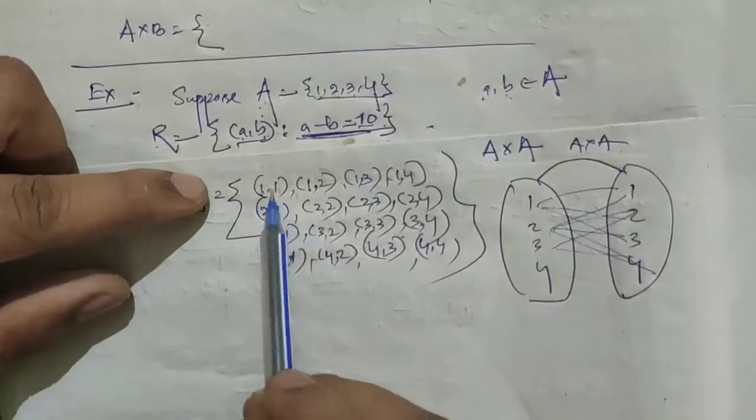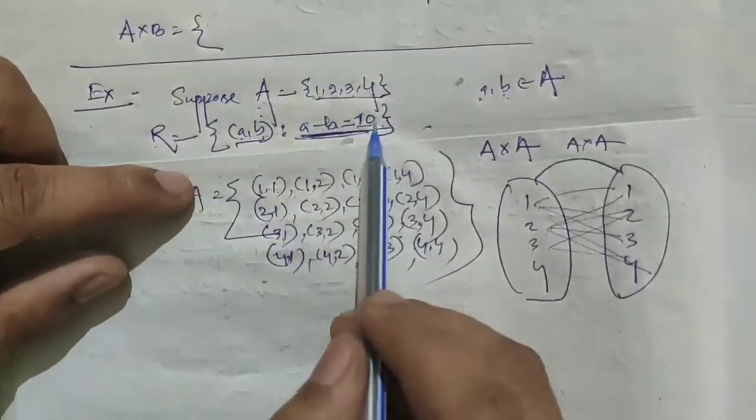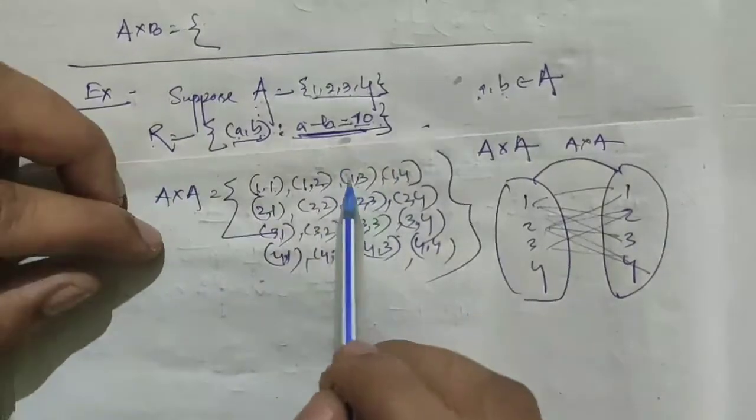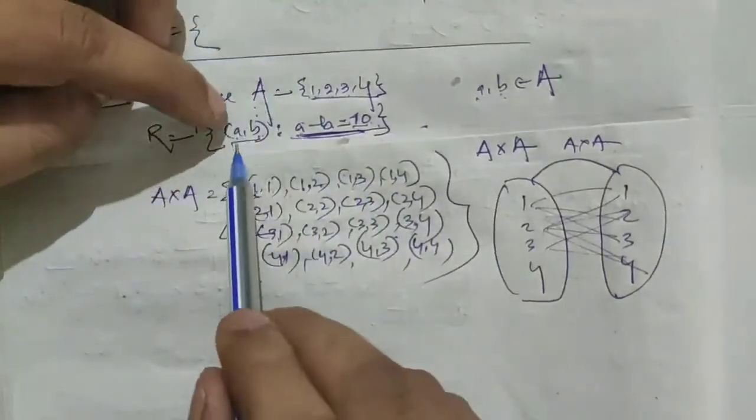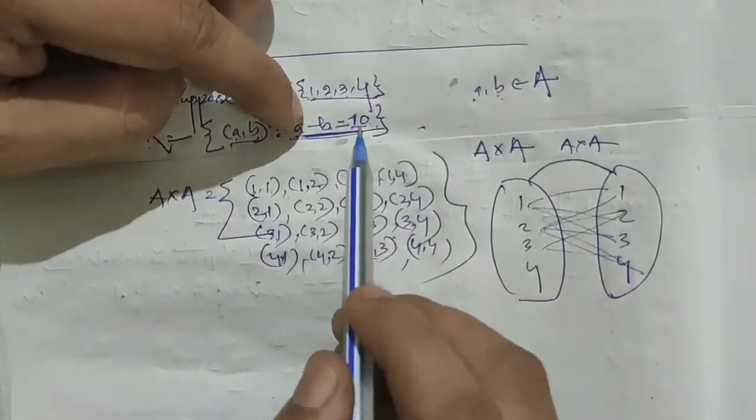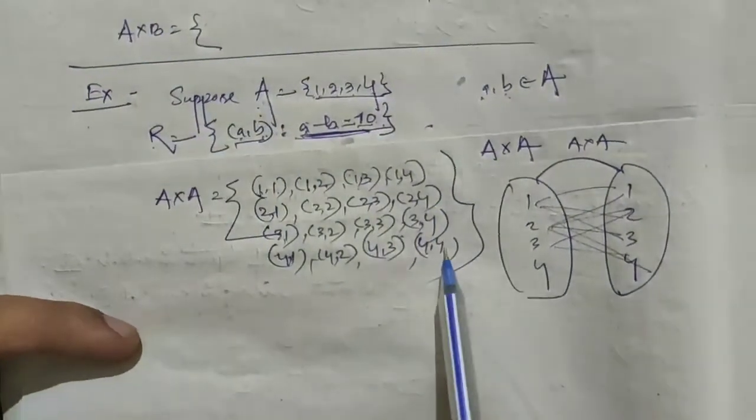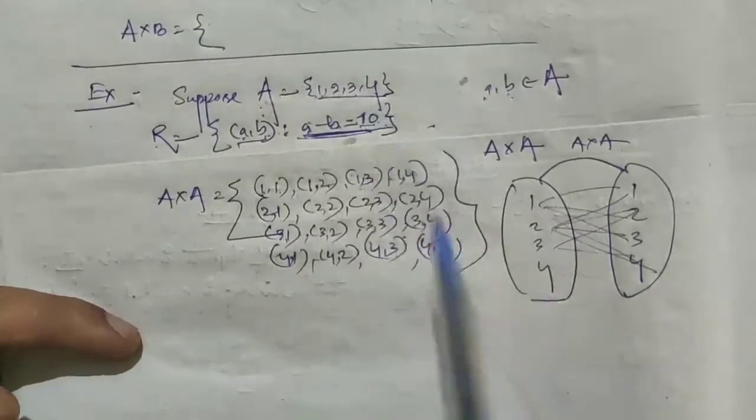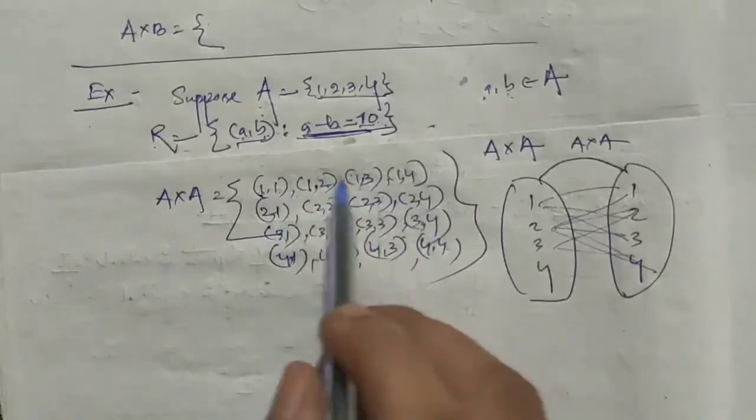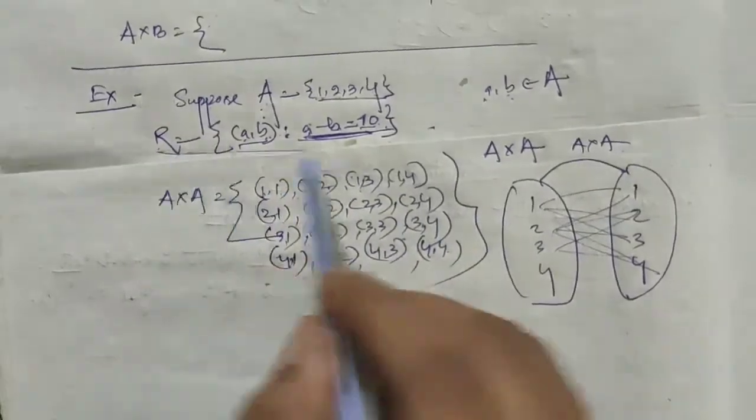So you put 1, 1, then you will get what? 0. You put 1, 2, you will get minus 1. If you put 1, 3, this pair, then you will get minus 2. Even if you put 4 and 4, you will get 0. 4 and 3, you will get 1. So none of these pairs will satisfy this condition.